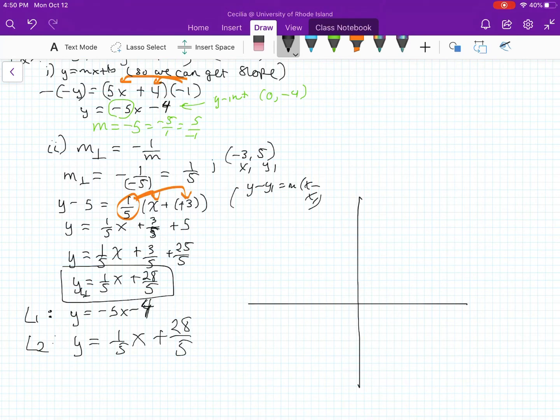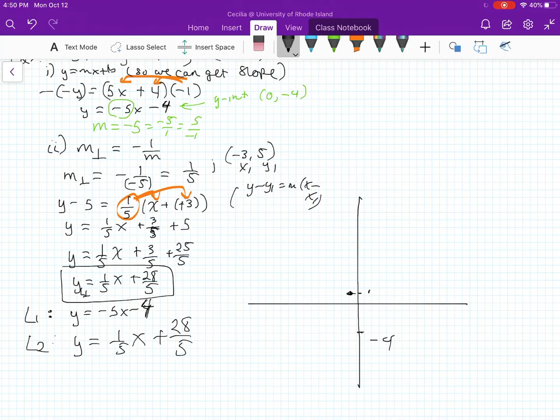Okay, so let's graph the first one. We're going to go to the y-intercept 0, -4. So that's going to be 1, 2, 3, 4, -4. And we're going to have a slope of -5. Remember, it's either up 5 and to the left 1 or down 5 and to the right 1. So let's go up 5. That'll bring us up to 1 and to the left 1.